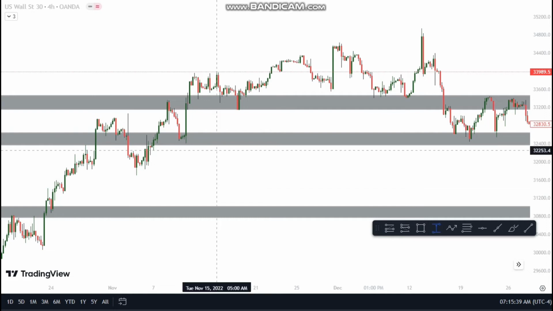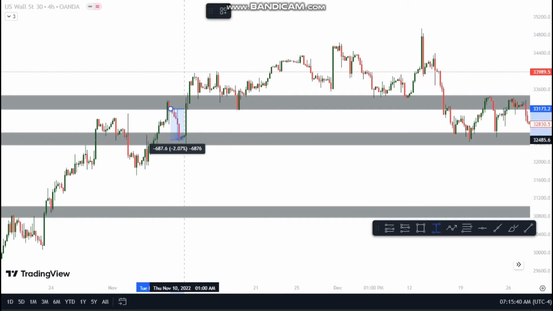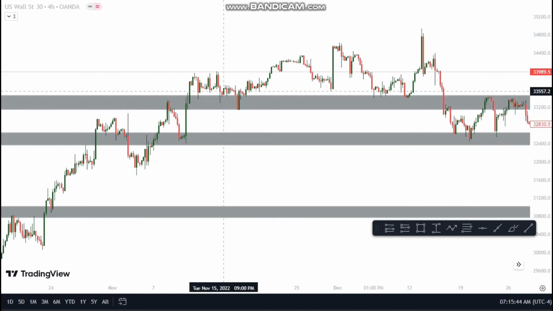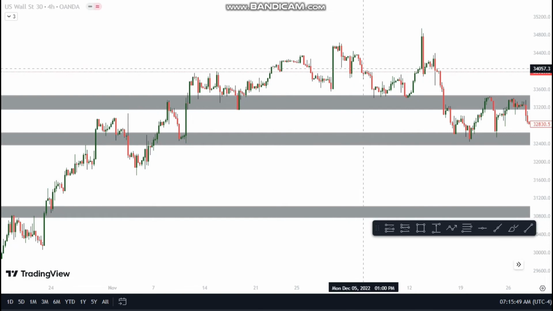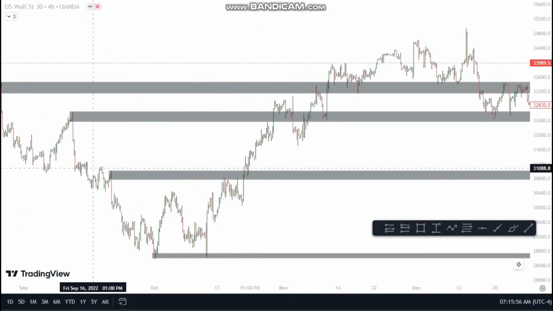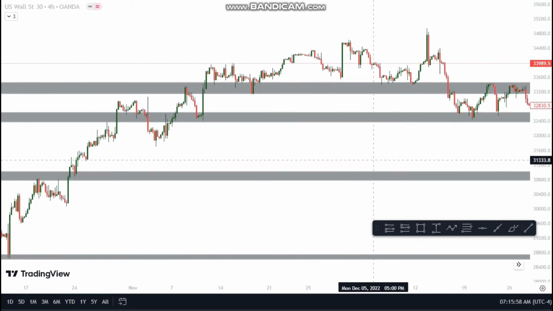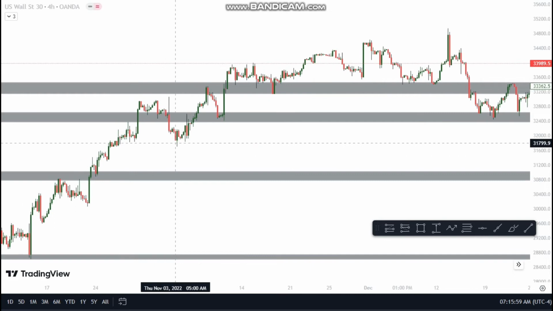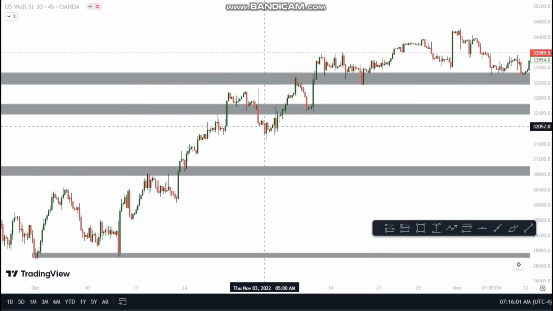How many points was that? From here to here is 680 points. Then price broke above, retested this, started pushing up again continuously like that. So what am I trying to say? I'm trying to tell you that whenever you're in a downtrend, look for only supply, and whenever you're in an uptrend, look for only demand, right? And this is it.